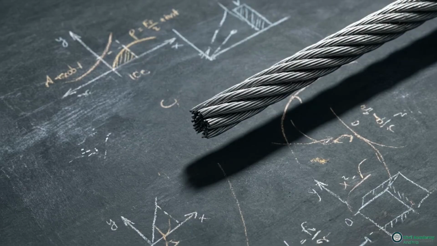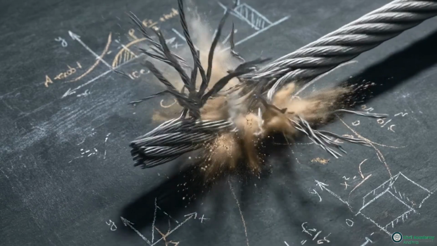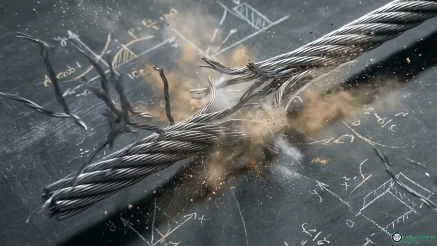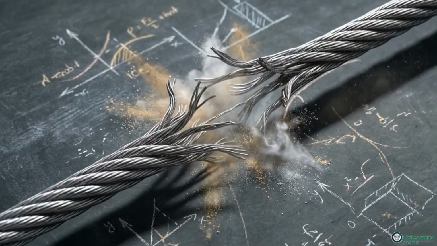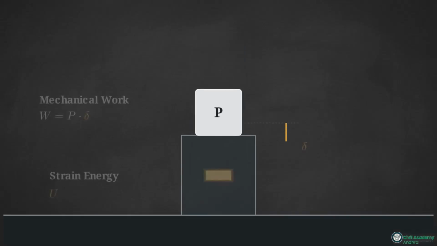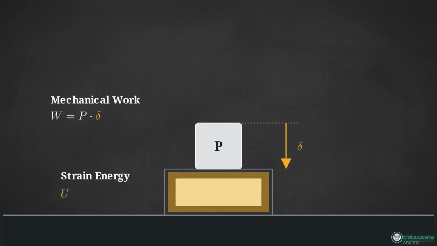When structures fail, they fail violently. A snapping steel cable instantly detonates millions of joules of stored energy into the surrounding air. That violent release is the physical manifestation of strain energy. It is mechanical work that has been absorbed and conserved within a deformable body.